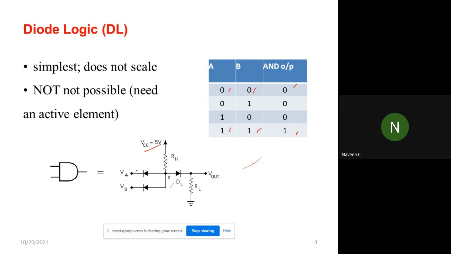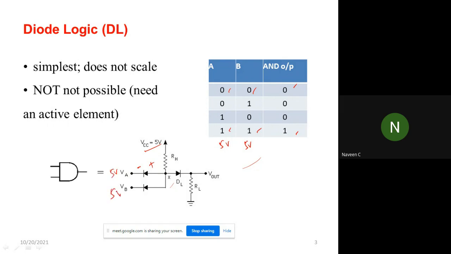You know the characteristic of a diode. This end is negative, this end is positive. Whenever you give higher voltage at the positive end, the diode gets forward biased. It is nothing but a short. Here they have given input as logic 1, but in a diode we give some voltage. If it is 1, we will give 5 volt. Assume that we are giving 5 volt here.